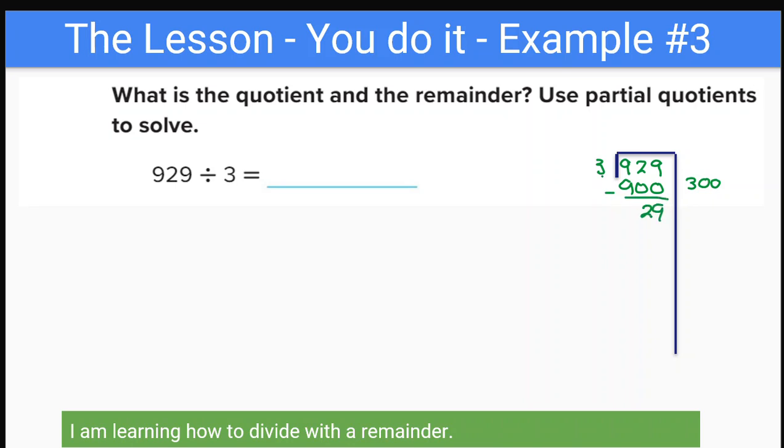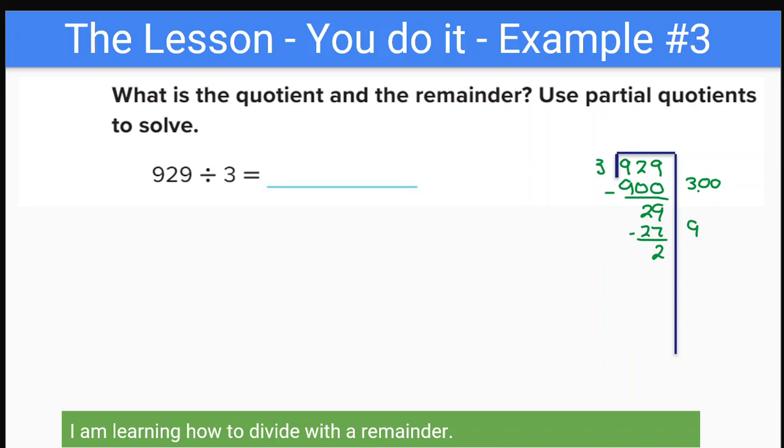Now I know that 9 threes is a basic math fact, right? 9 times 3 is 27. I can take out 9 of the threes, and I'm left with 2. Now, how many threes will go into 2? Right, none. So there's no more that we can do right here. The remainder is less than the divisor, and that's as low as we can go.